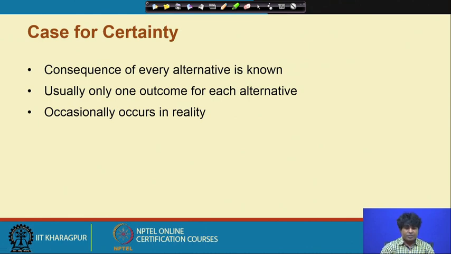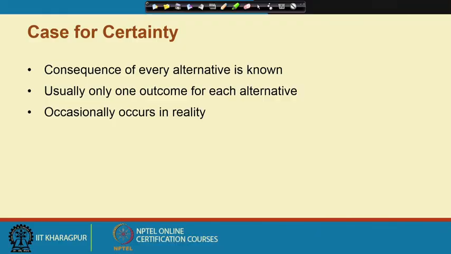So, the first case is the case of certainty. Here the consequence of every alternative is known. This is an advantage for the decision makers, and usually there is only one outcome for each alternative, and the fact is that this is actually very occasional. That means if all the businesses were very much certain, then no extra strategy or extra analytics would be required to find a particular outcome through which you can make the decision more effectively.